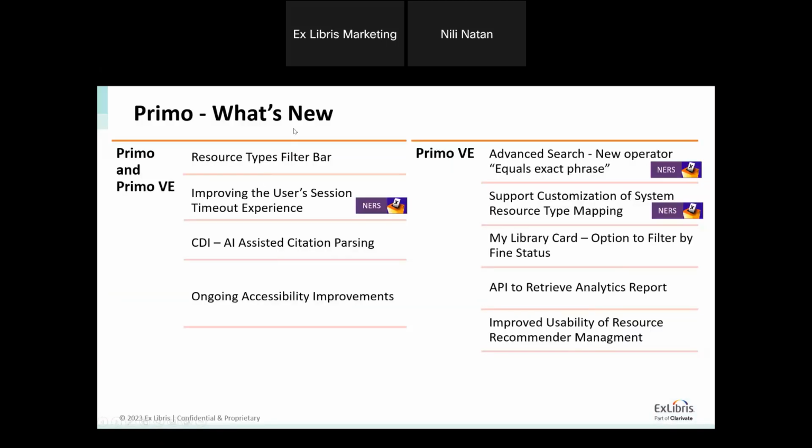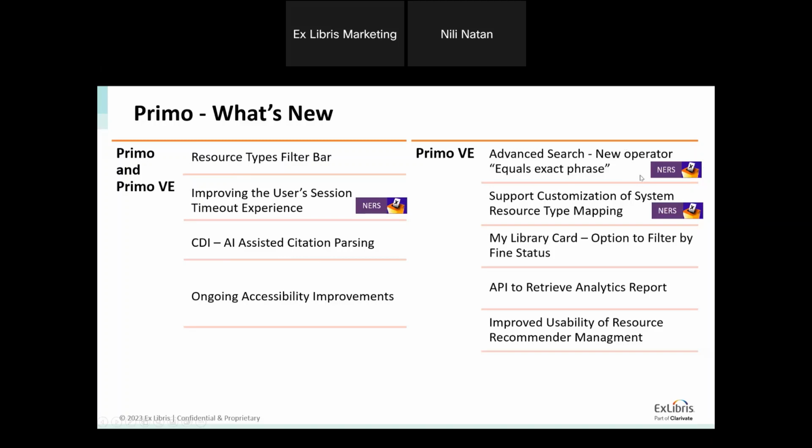Okay, as always, I'm sharing this table. You can find what is actually common for both Primo and Primo VE, which is the resource type filter bar, this NERS about the user session timeout, and improvement for CDI searches. While you are doing citation searches, we are using AI to build a smart query, a better query for better matching. And I'd like also to update on accessibility, documents, and some improvements there.